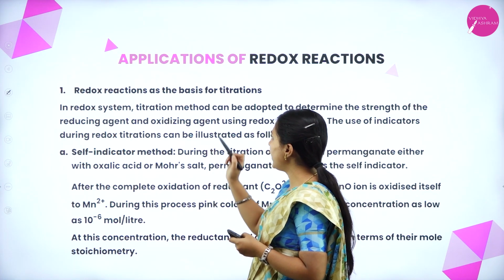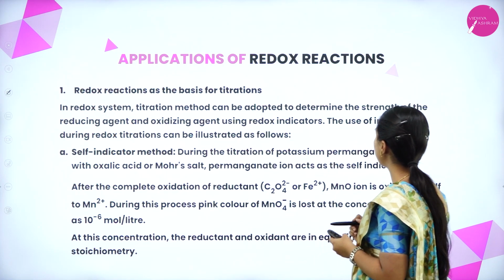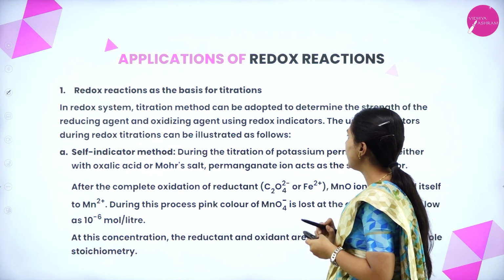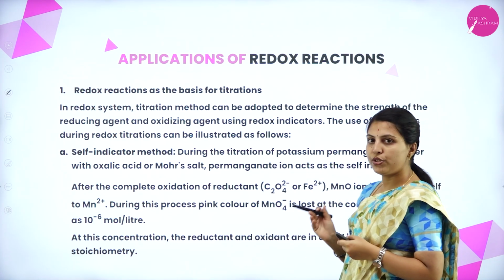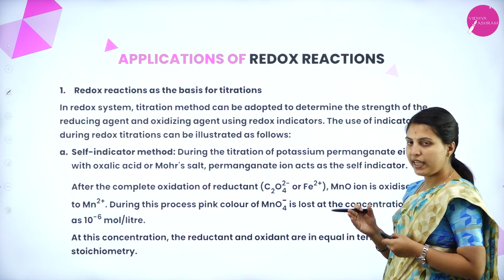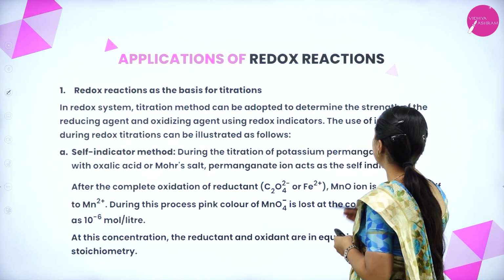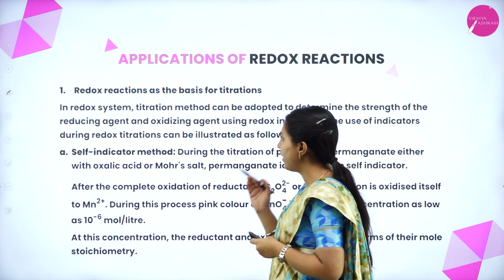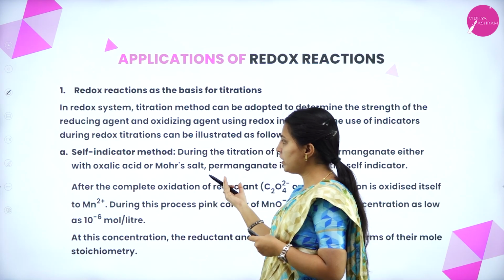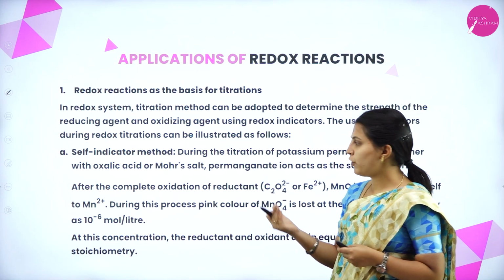In a redox system, the titration method can be adopted to determine the strength of the reducing agent and oxidizing agent using redox indicators. Usually in redox titration, we will see the strength of the reducing agent and oxidizing agent. The use of indicators during redox titration can be illustrated as follows. They can use the self-indicator method, sometimes KMnO4.